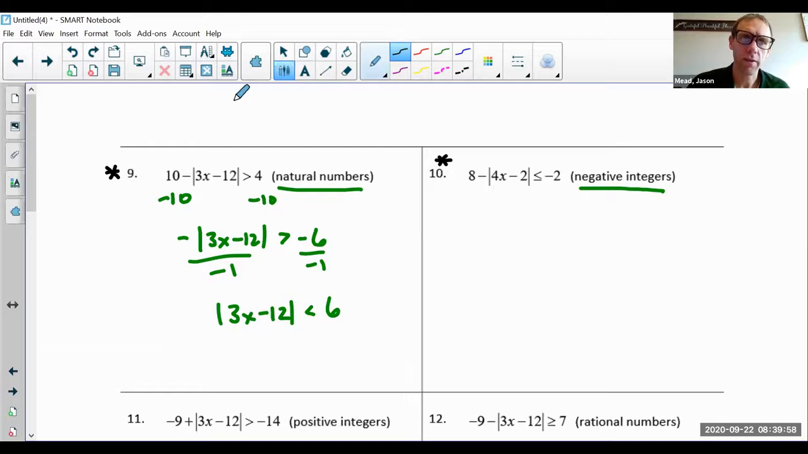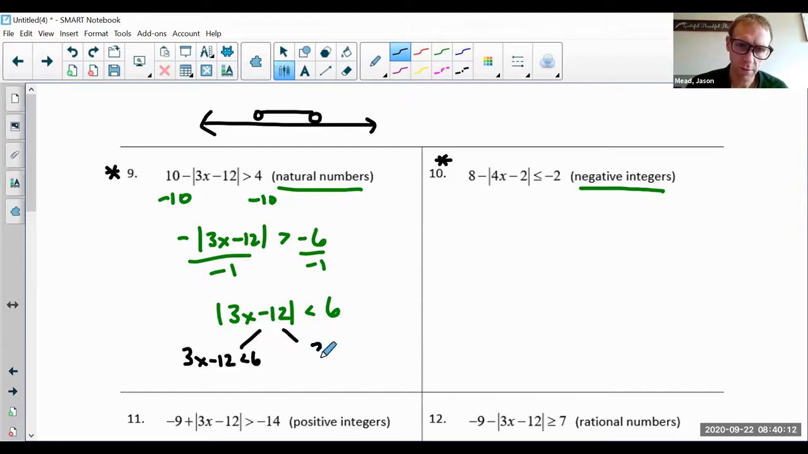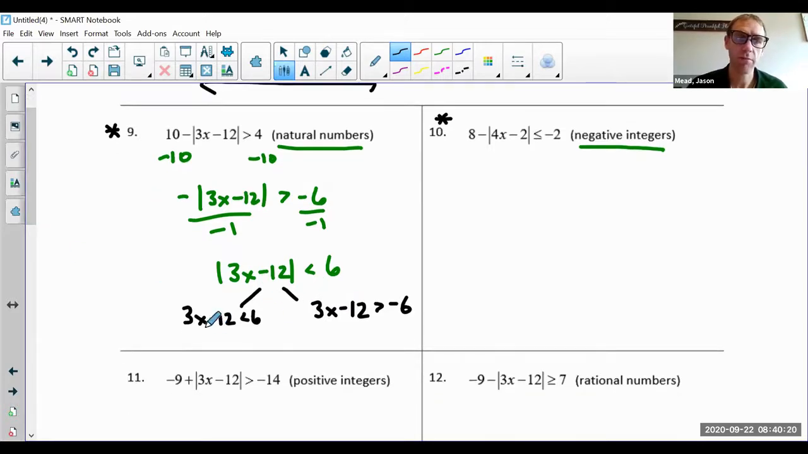And so if I graph this, it's going to end up being something that looks like this. I just have to figure out what the numbers are. So I'm going to break this into two cases. 3x minus 12 is less than 6, and 3x minus 12 is greater than negative 6. So I have these two cases going on. Now I just solve these.